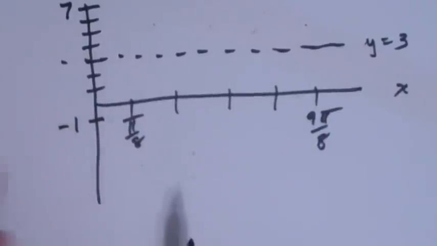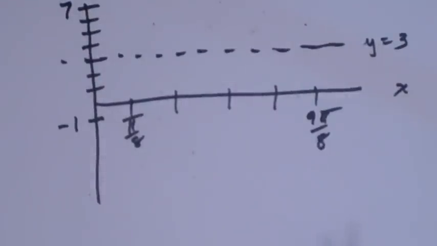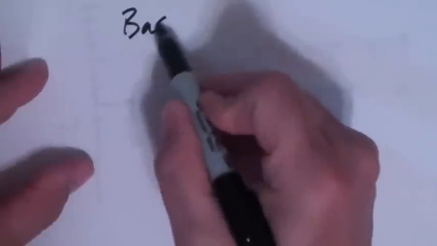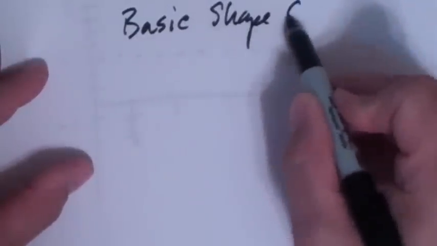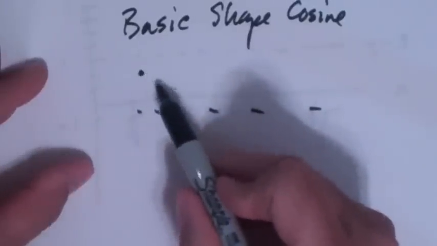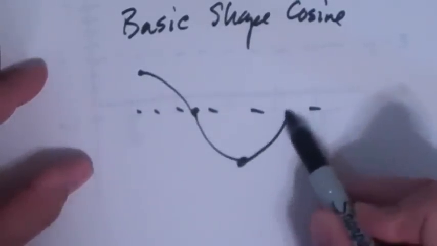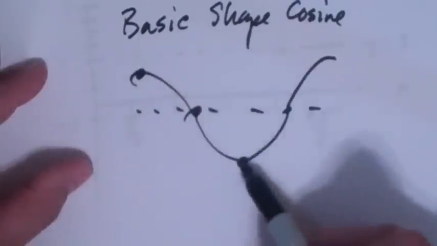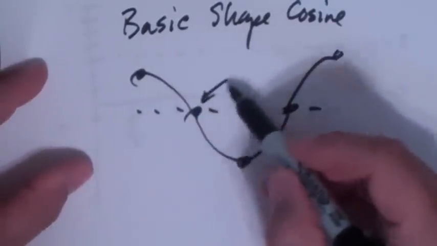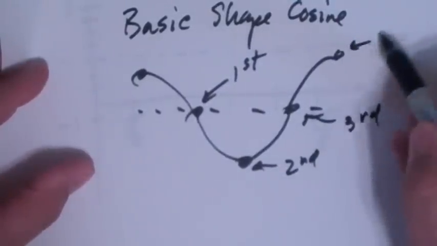Now from here, I have to think of the basic shape of cosine. I'm assuming that you have seen the basic shapes, sine and cosine, so let me just remind you that the basic shape for any cosine relative to an axis, essentially it starts at a max, then it comes down to the axis, then it goes to a min, comes back to the x-axis, and goes up. And these are the quarter points. This is my first quarter point, my second quarter point, my third quarter point, and then my fourth quarter point.